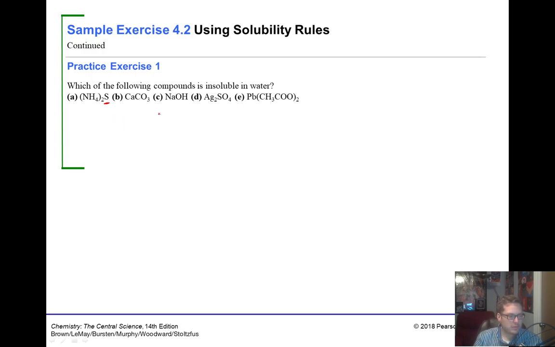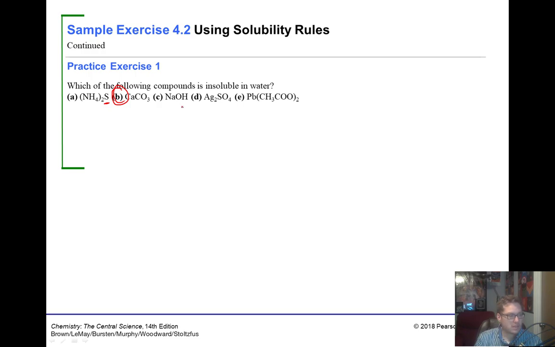Okay, so we go to our solubility chart, we find sulfur, we say sulfur is always insoluble unless it's with an alkali metal or ammonium. Well, this is ammonium, right? And so this guy will be soluble, all right? Carbonate, find carbonate, all right? Carbonate is always insoluble unless it's with a group 1 or an alkali metal or ammonium. Calcium is an alkaline earth metal, so this has got to be my answer, but let's check the other ones.